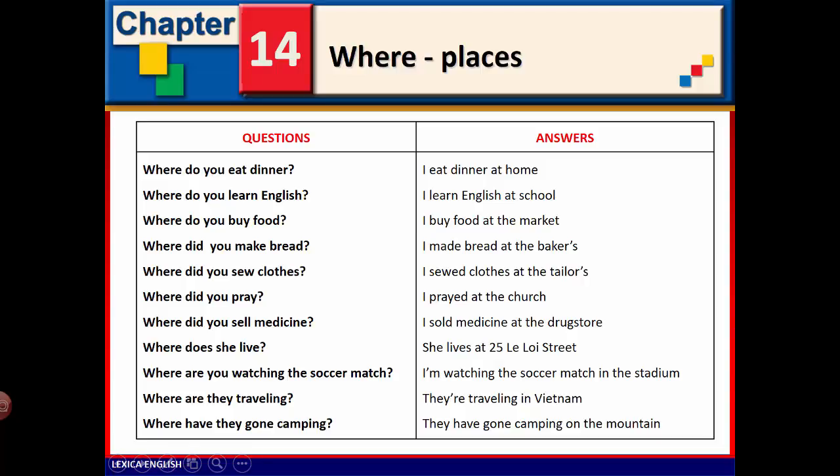I made bread at the baker's. Bakers, bakery, right? Where did you sew clothes? I sew clothes at the tailor's.